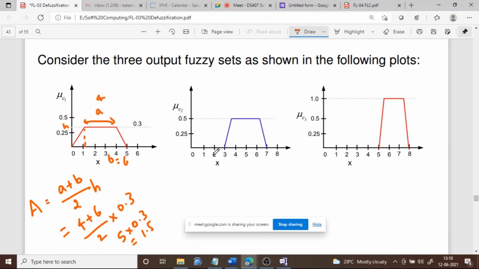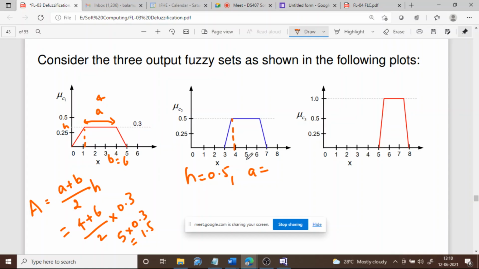Two point five. Not 2.5. See, what is H? H is this. It's not 2.5. What is the height? What is the height value? 0.5. H is 0.5. What is A? What's the value of A here? A is the base width.